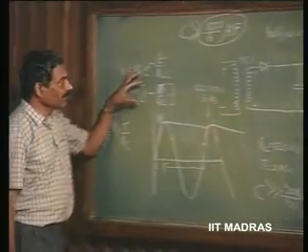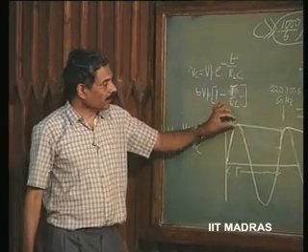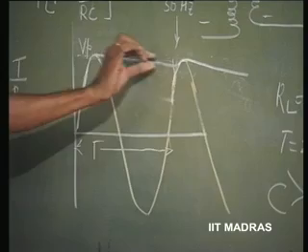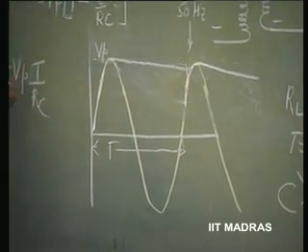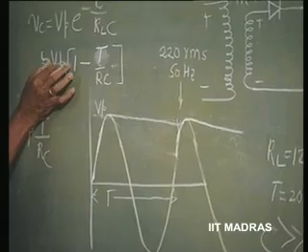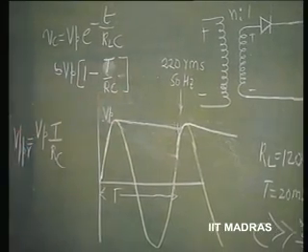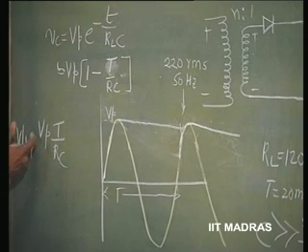Then I can approximate and say that, okay, under these circumstances this ripple reduction occurs, and the ripple reduction is going to be to this extent. It is only going to change from Vp to Vp into 1 minus T by Rc, T by Rc being extremely small compared to 1.